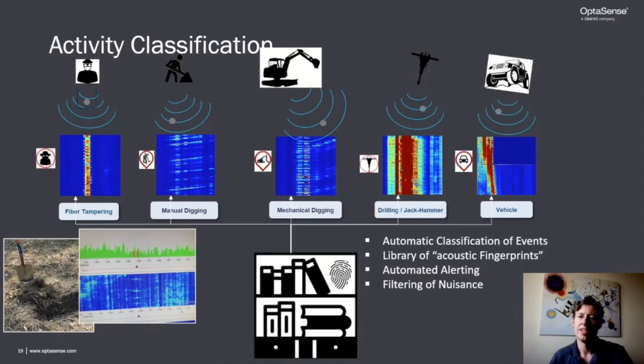For example, digging consists of semi-regular impulses, while mechanical digging adds tonal features from the engine, and the impulses are likely to be much larger. Of course, there are some shared characteristics between different activities that has the potential to lead to nuisance alerts. And so while the pipeline operator may not care about the movement of trains, for example, the system can classify and track these events in order to filter out nuisance alerts that might otherwise be generated.